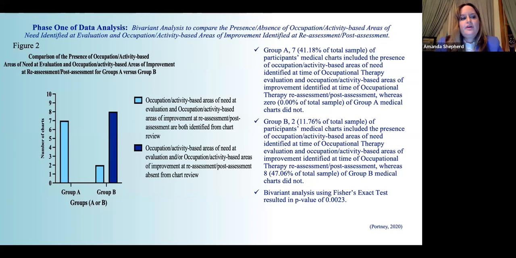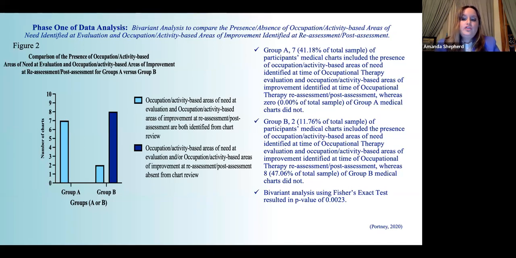So if I can have you look at figure 2 here, you can see, similar to figure 1, the light blue bar represents the number of medical charts where occupation-based areas of need and occupation-based areas of improvement were identified throughout the OT process. The dark blue bar represents medical charts where occupation-based areas of need and occupation-based areas of improvement were not identified throughout the OT process. So specifically in Group A, 7 of the charts, or about 41.18% of the total sample, did have occupation-based outcomes present throughout the entire OT process.